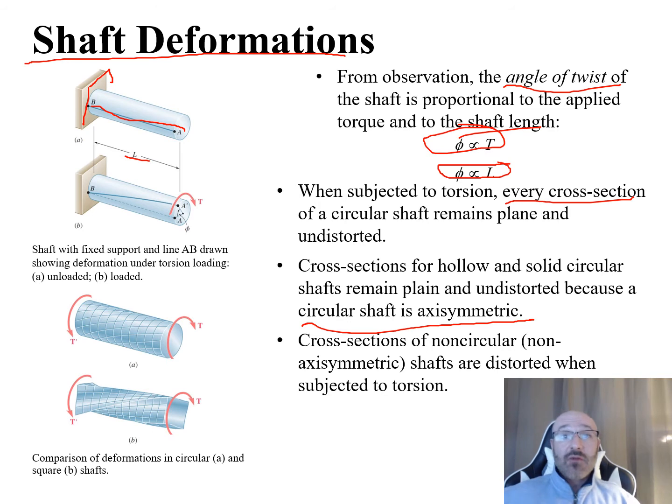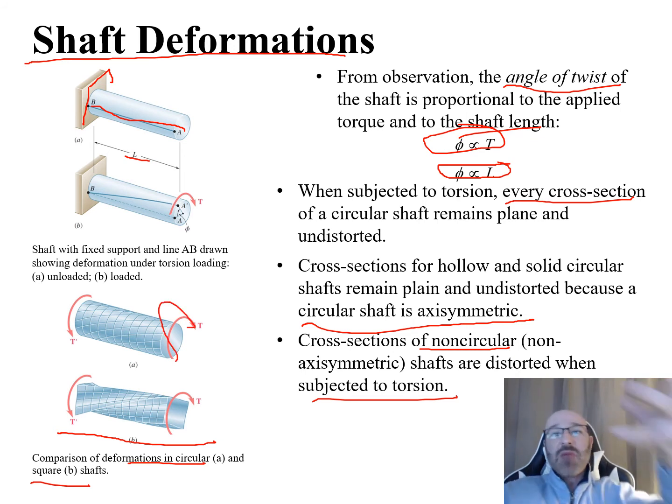Now we can see that cross sections of non-circular, non-axially symmetric shafts are distorted when you subject them to torsion. If you look down on the bottom right, we can compare A and B, where A is the deformation of a circular shaft and B is for a square, non-circular shaft, one that's not axially symmetric. You rotate the torque here, and just imagine you're actually getting on there and twisting it. You can see that there is no deformation of those individual cross sections if you slice it up.